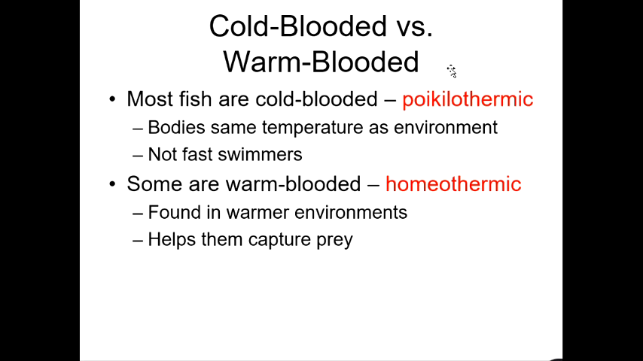Most fish are poikilothermic, meaning their body temperature is reflective of the ambient environment, and these things just kind of cruise around. They're not particularly fast. The warm-blooded fishes, those that are endothermic or homeothermic, are far more active, faster. They're typically latitudinally restricted to the warmer environments, and they are always on the prowl for capturing prey.